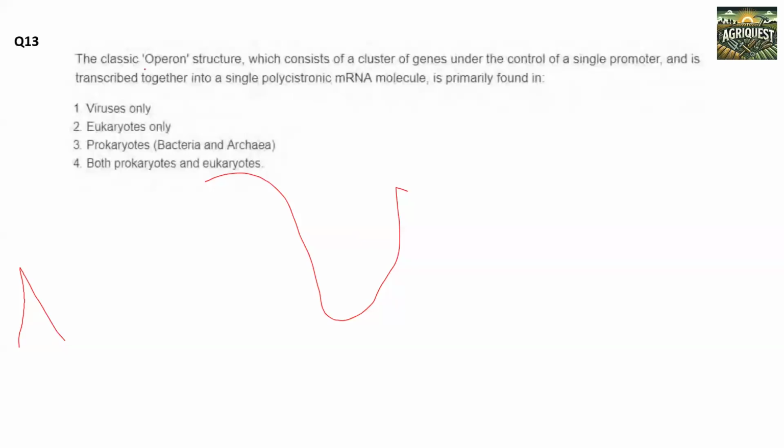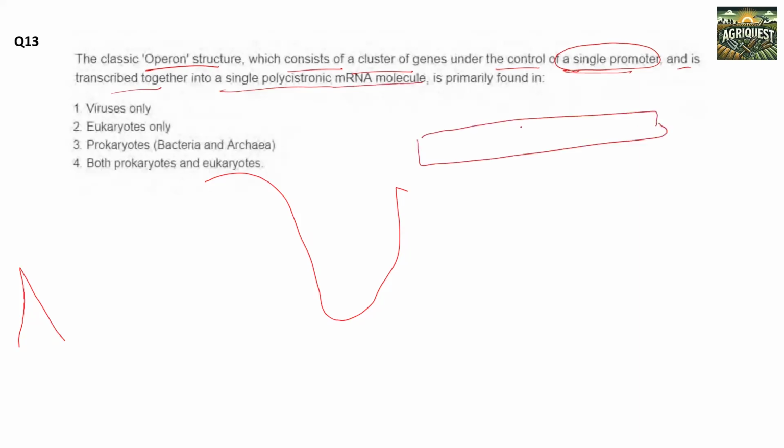In the classical operon structure, which consists of a cluster of genes under the control of a single promoter, the operon is transcribed together into a single polycistronic mRNA. It is correct, because if the operon has gene number 1, 2, 3 and this is the promoter, then they transcribe together. After they are removed from each other, they produce 3 RNAs.